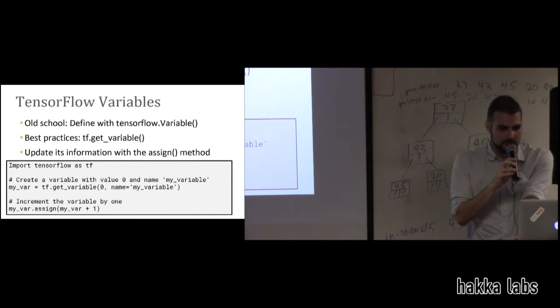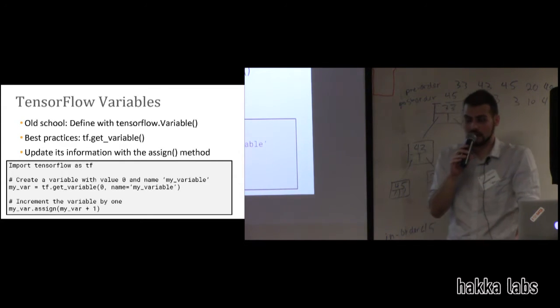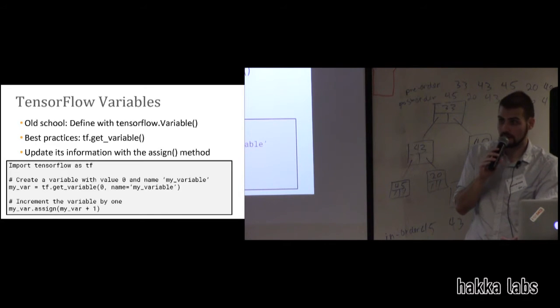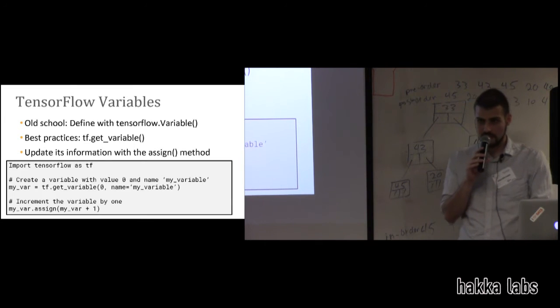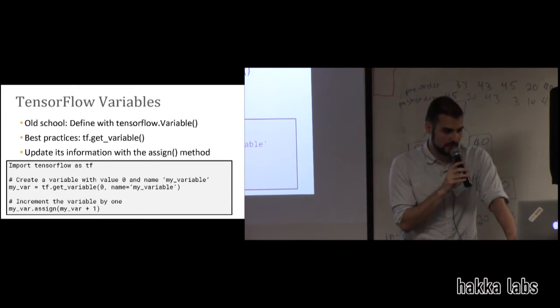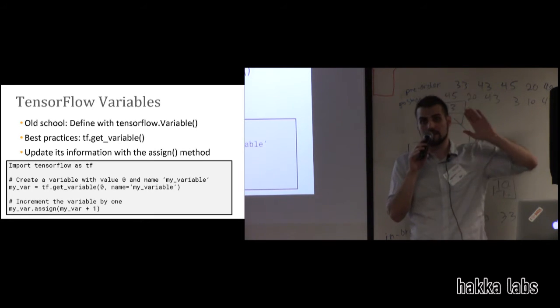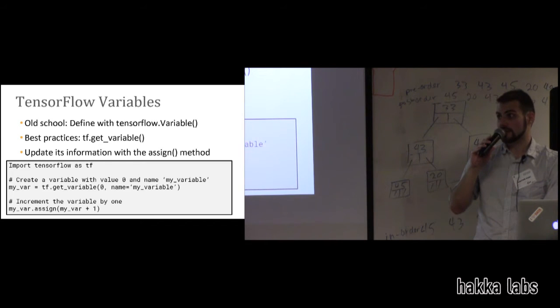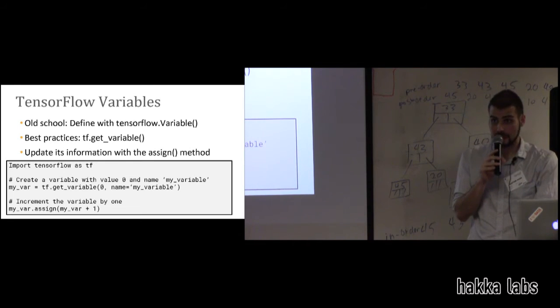So there used to be, and still in most of the documentation, you'll see this tf.Variable direct call as the way to initialize your variables. This is okay. But for a multitude of reasons, mainly having to do with passing your variables around to different variable scopes, it's best practice to use tf.get_variable.